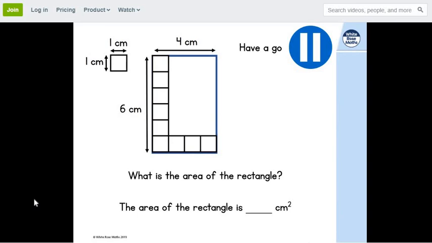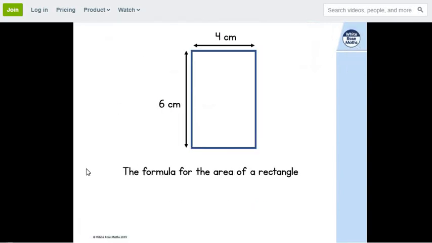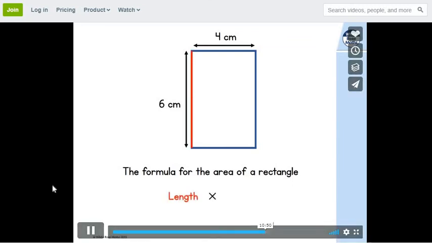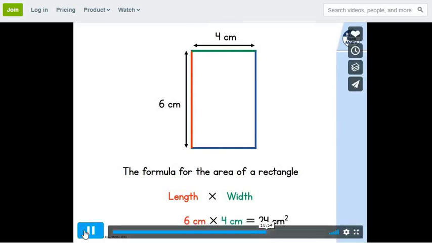Maybe you thought about filling up either a column or a row. And then how many would be in the whole side? Well, I could multiply it together. I could have done 4 times 6, which would be 24 centimetres squared. And we think that the formula for the area of a rectangle is length times width. So in this case, it would be 6 centimetres times 4 centimetres, which is 24 centimetres squared.